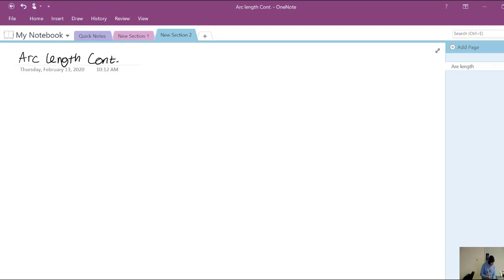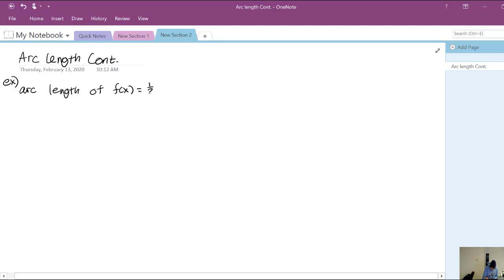Continued, and just for a slightly harder example, let's say we wanted the arc length of, let's see, I had y equal... okay, the arc length of this polynomial from -1 to 1.